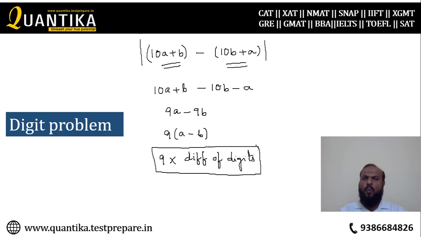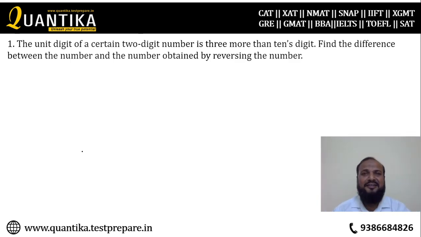So let us take one or two questions to understand the concept of digit problem, and then we'll dive deeply into it. Let us start by solving a very easy question from the same topic. The unit digit of a certain two-digit number is 3 more than the tens digit.